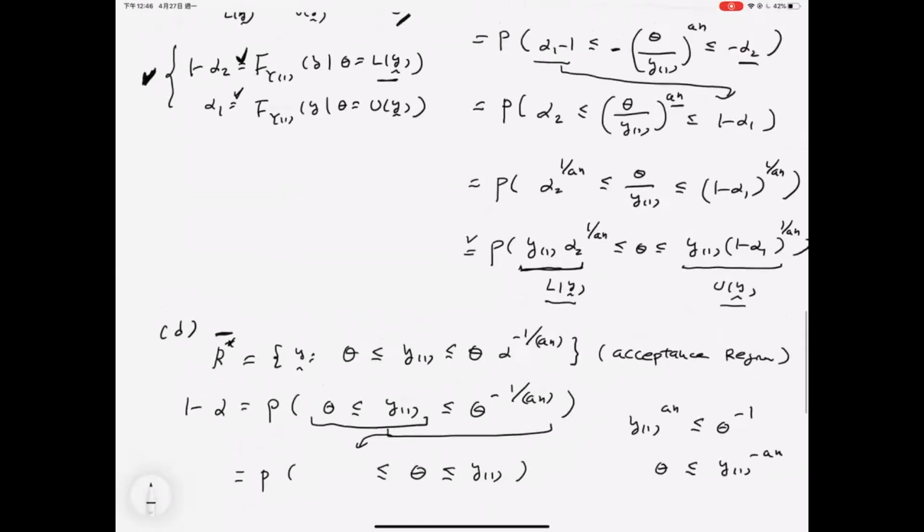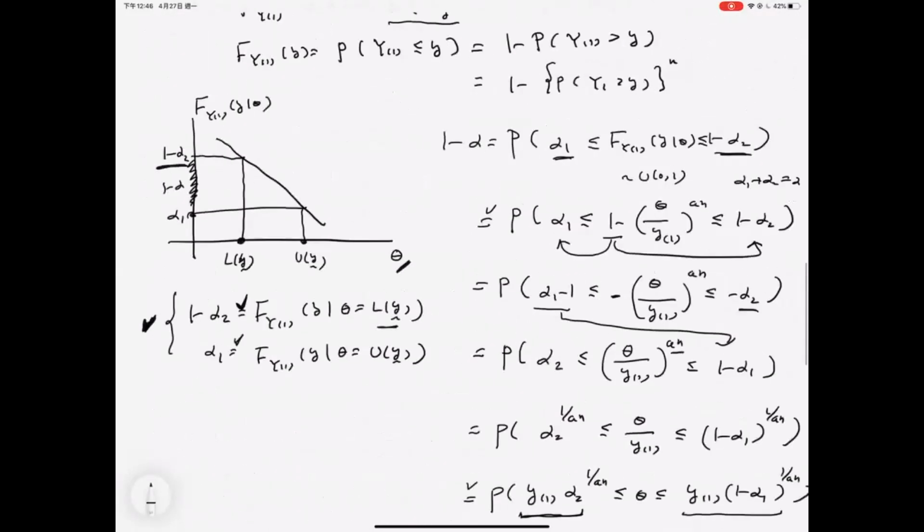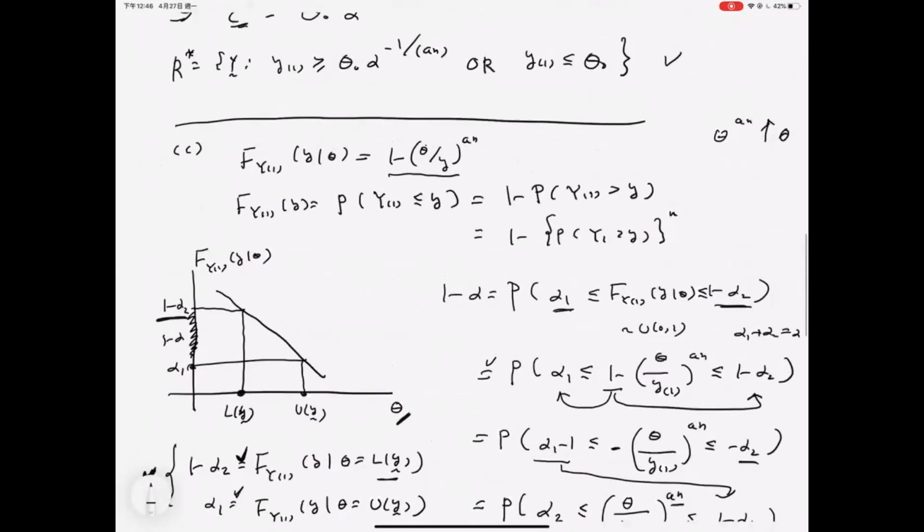Do I miss anything? How about we stop here on D? Okay, I can publish it. Let me be careful on this. I don't have a solution key for now. I thought I could isolate theta in the middle. But do I miss anything right here? Give me 5 seconds.